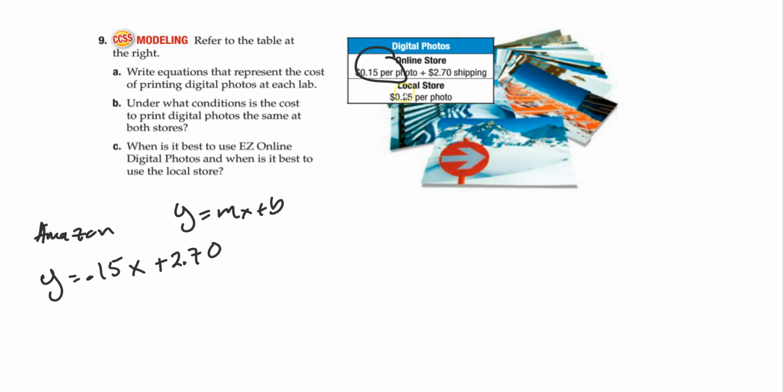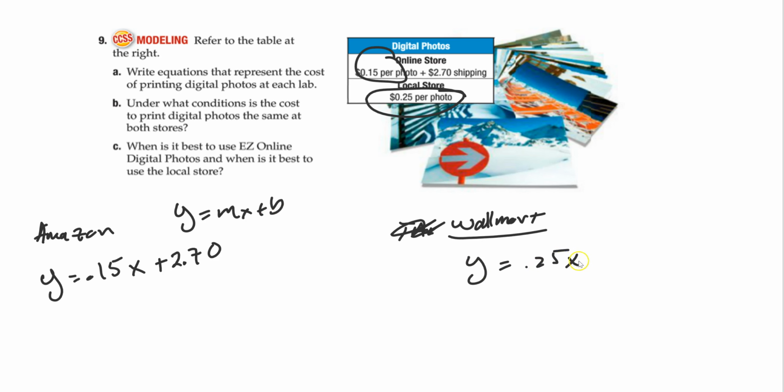So that's that one. Then the local store, I don't know, Target, Walmart. I don't think Target does photos. So it's just 25 cents per photo. There's no shipping costs. So it's just going to be y equals 0.25x. That is it. Those are my two equations.